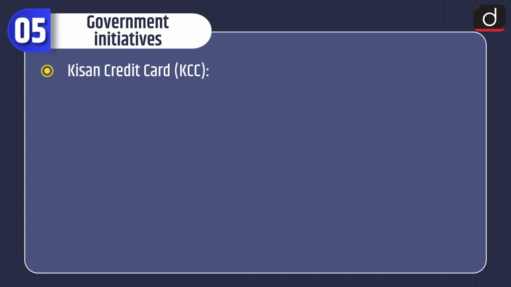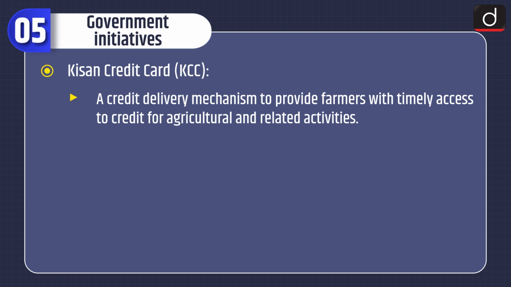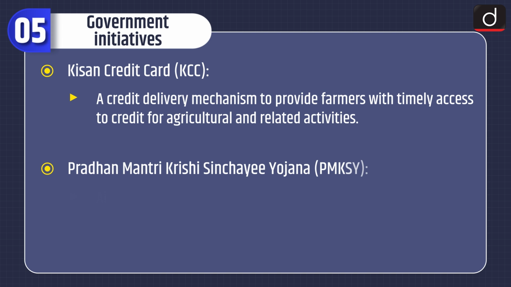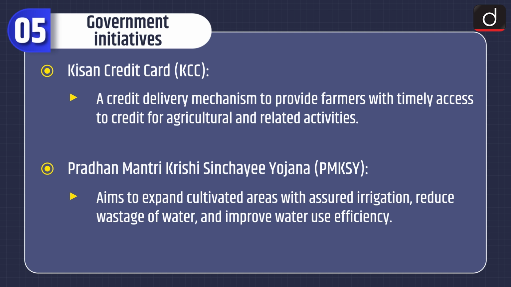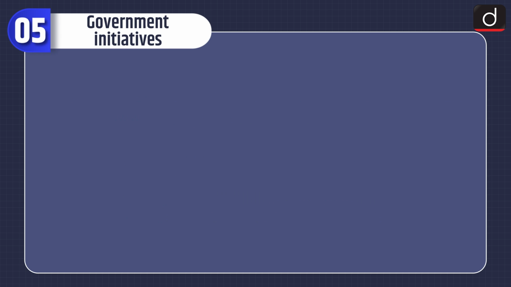Kisan Credit Card or KCC, a credit delivery mechanism to provide farmers with timely access to credit for agricultural and related activities. Pradhan Mantri Krishi Sinchai Yojana or PM-KSY aims to expand cultivated areas with assured irrigation, reduce wastage of water, and improve water use efficiency.